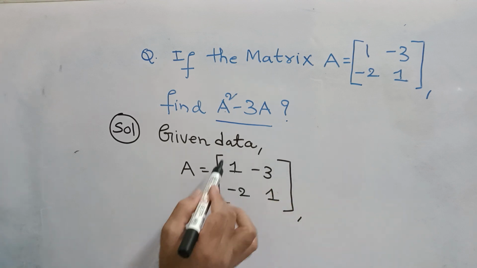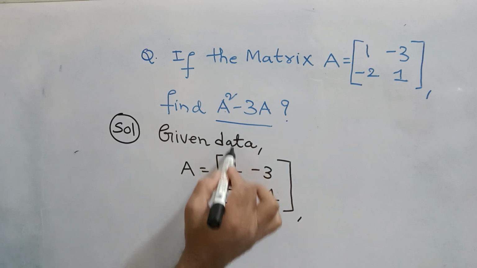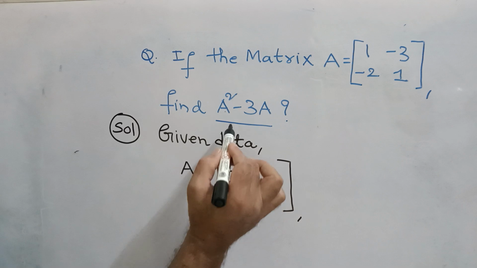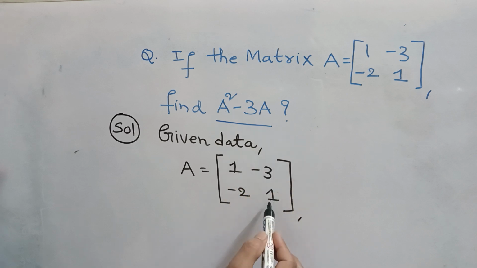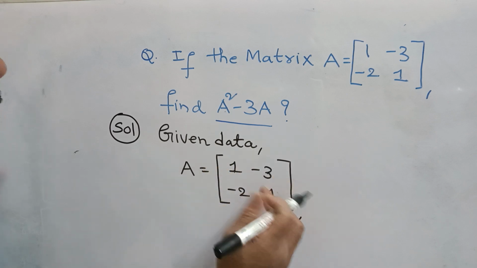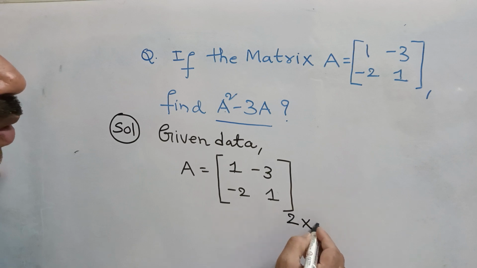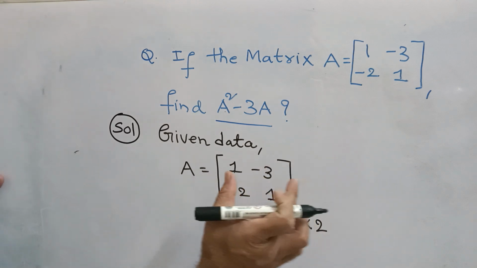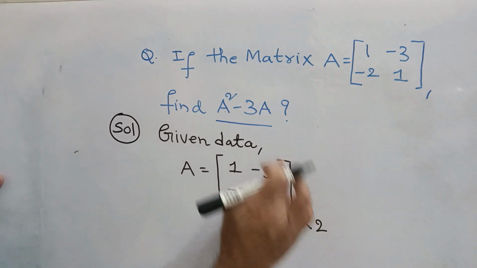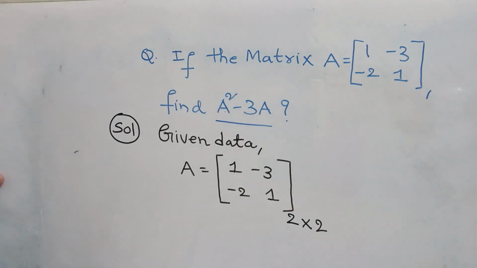Similarly, how many columns do we have? This is the first column. The elements 1, minus 2 are the elements of the first column, vertically. And the second column is minus 3, 1. Therefore two rows and two columns. You can write two rows by two columns. The first two indicates the number of rows in the given matrix, and the second indicates the number of columns. Therefore it is a 2 by 2 matrix.